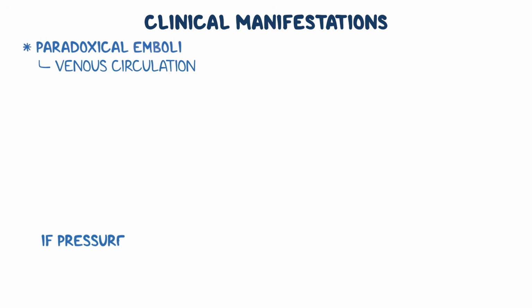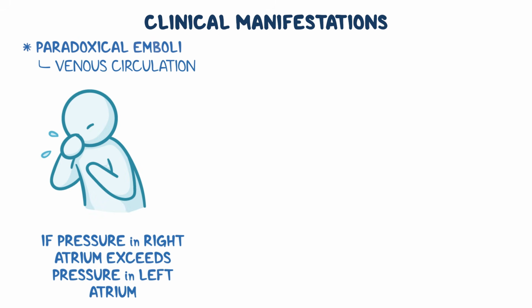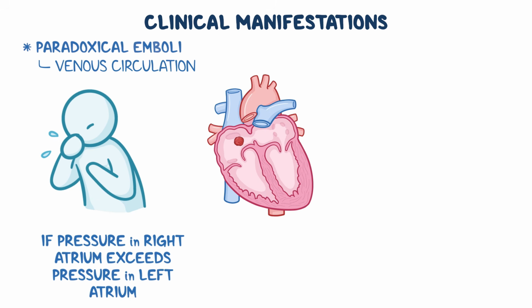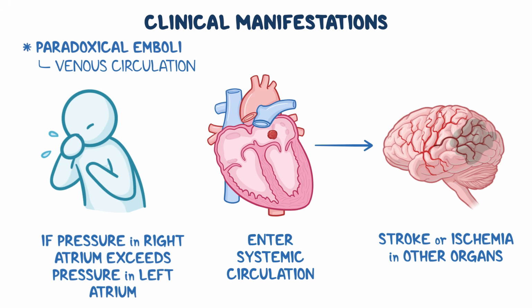But if pressure in the right atrium temporarily exceeds the pressure in the left atrium, like during straining or coughing, the clot can cross through the ASD into the left atrium. From here, the thromboembolus will reach the left ventricle and enter the systemic circulation, which can result in stroke or ischemia in other organs.